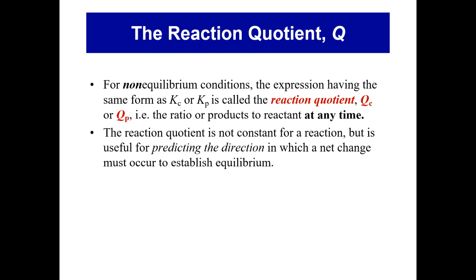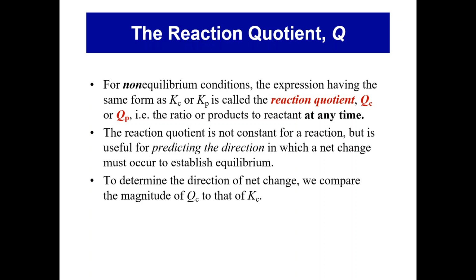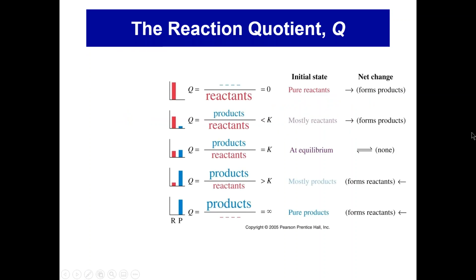All right, so that's what Qc or Qp is. And it's useful because we can use it to predict the direction in which a net change will occur in order for equilibrium to be established, right? All we have to do is make sure that we compare the Qc value to that of Kc, or the Qp value to that of Kp. All right, so let's look at this slide here, which illustrates what would happen in order for a system to achieve equilibrium depending on the reaction quotient and its relationship to the Kc or Kp value.